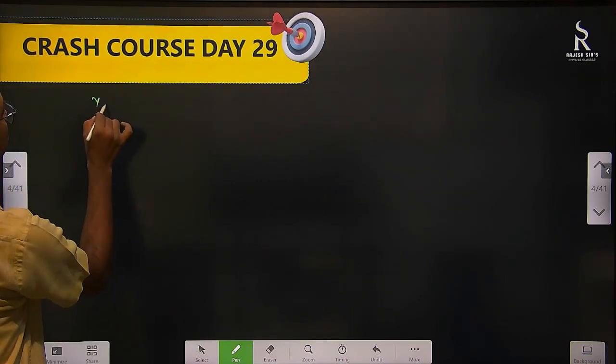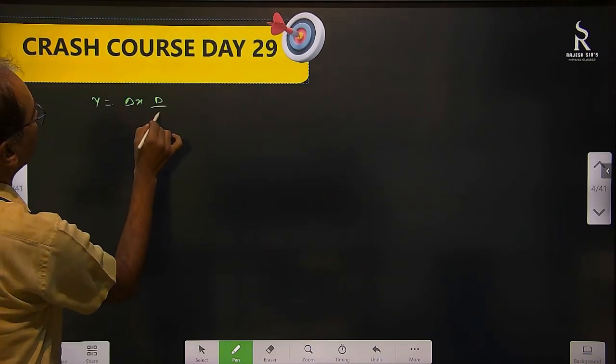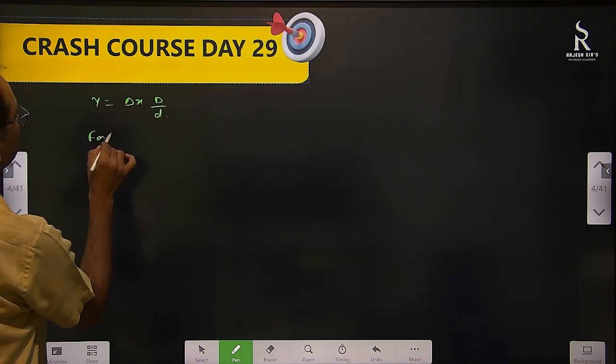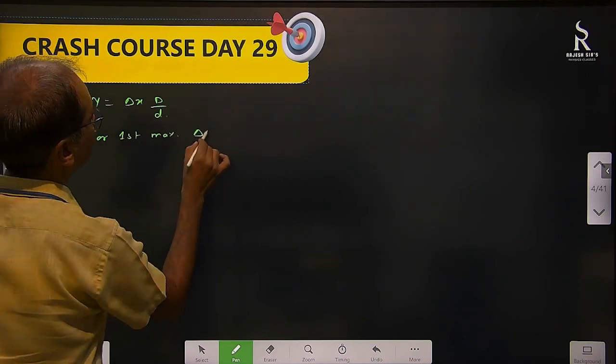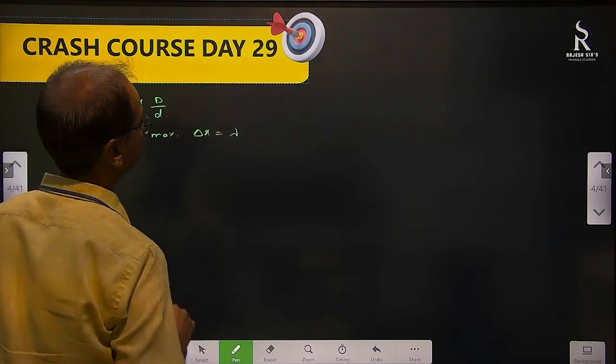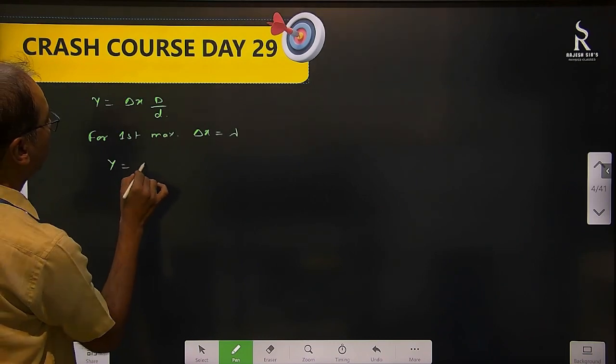So y equal to delta x capital D by small d. So for first maximum, delta x equal to lambda. So y will be equal to lambda capital D by small d.